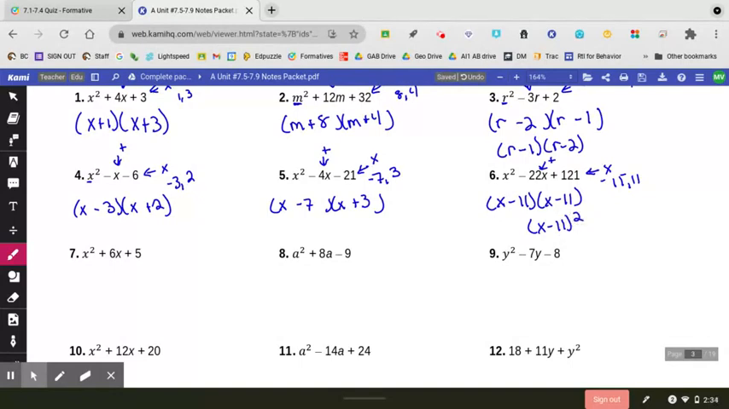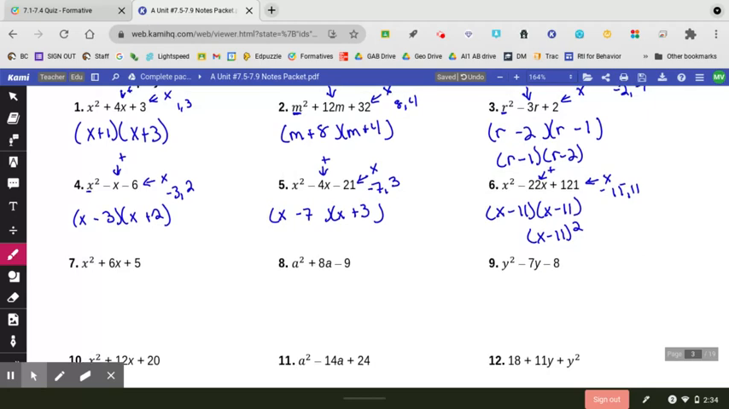Hopefully you're noticing a pattern that when my C is positive, my signs are the same. They're the same as the middle. When C is negative, my signs are different. So let's add that. C is positive, sign same as B. C is negative, signs are different.